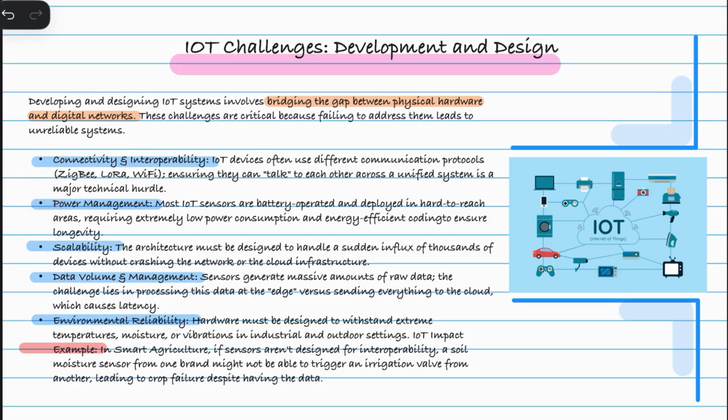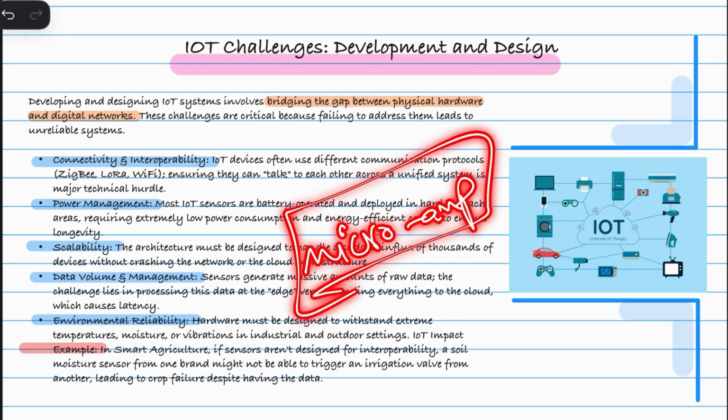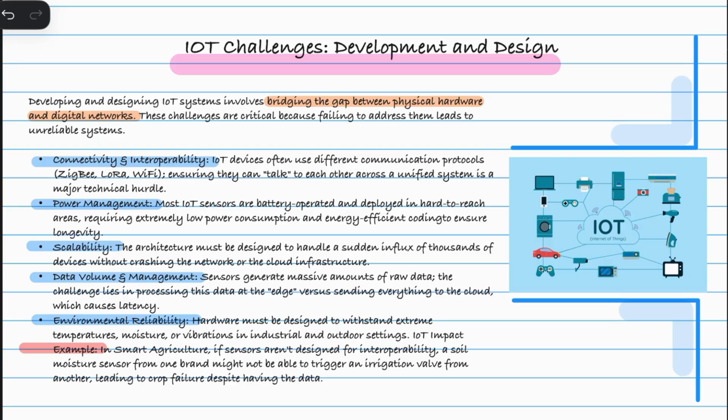Second is power management. Most IoT sensors are deployed in rough, inaccessible places, like some buried deep down in agriculture soil or mounted high on city street lights. So you can't just run an extension cord to them, and you can't go out to change the AA batteries in them every week or every 2 weeks. You can't do that. So developers have to design hardware that consumes microamps of current, and write highly optimized, highly energy efficient code so that the devices spend 99% of their time in deep sleep.